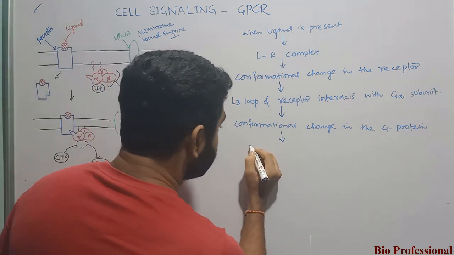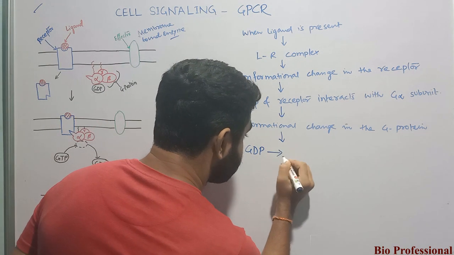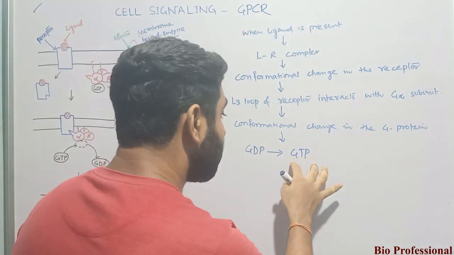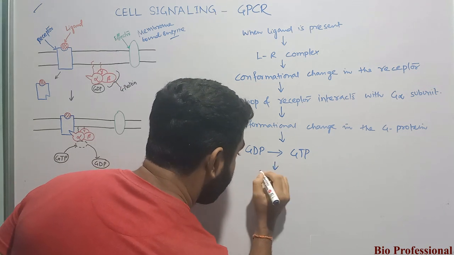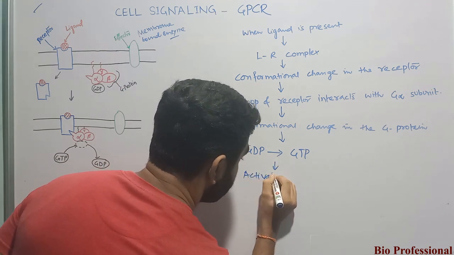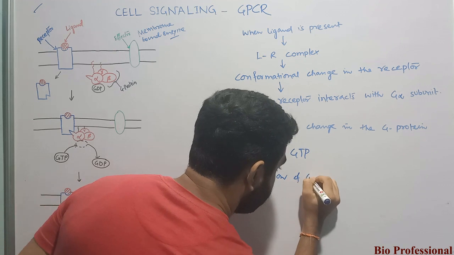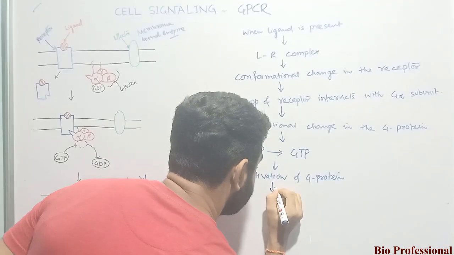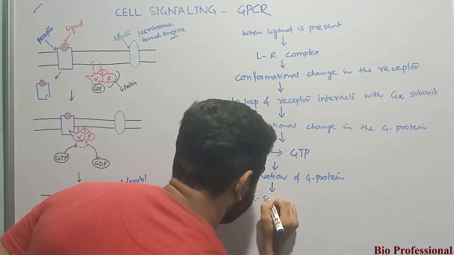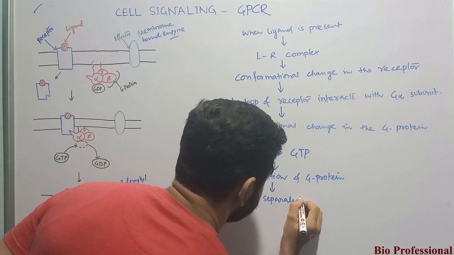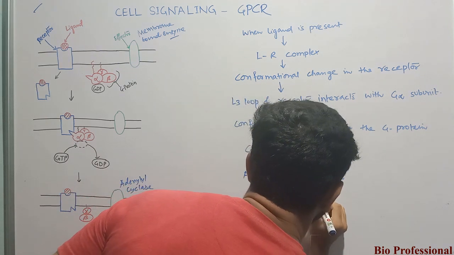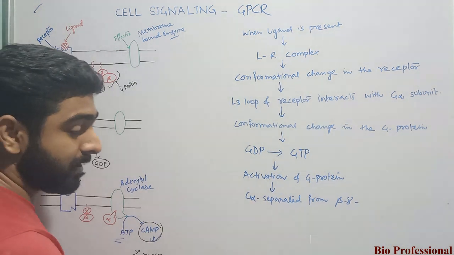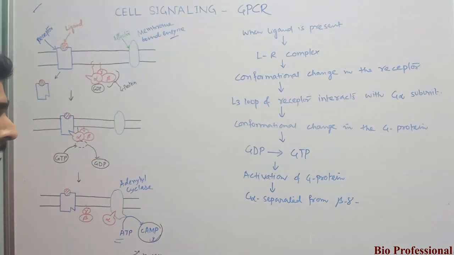Now GDP is replaced by GTP. Now activation of the G protein. When it gets activated, the G alpha gets separated. G alpha is separated from the beta gamma subunit, right?